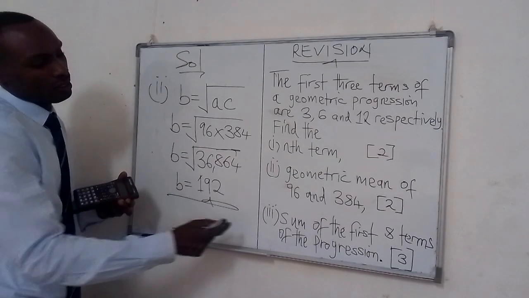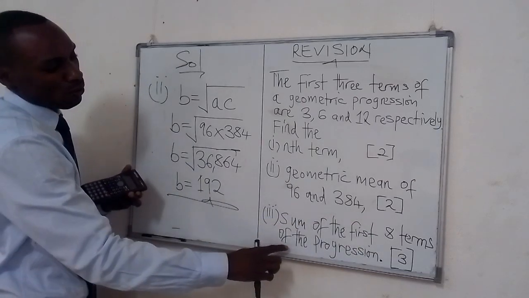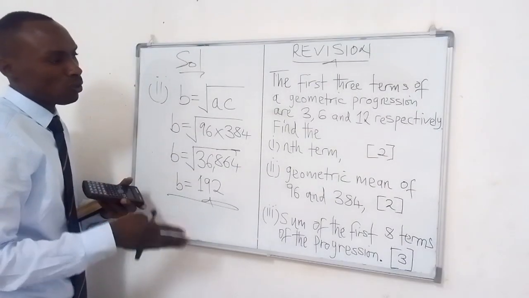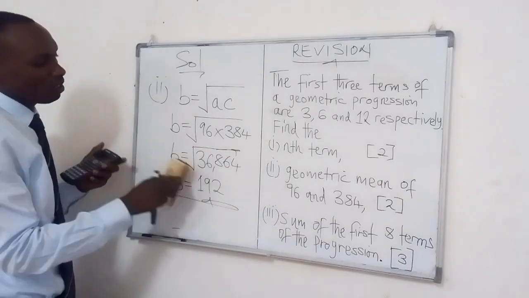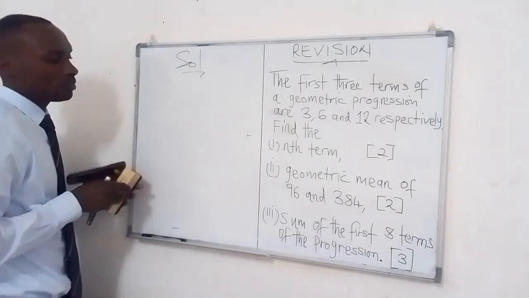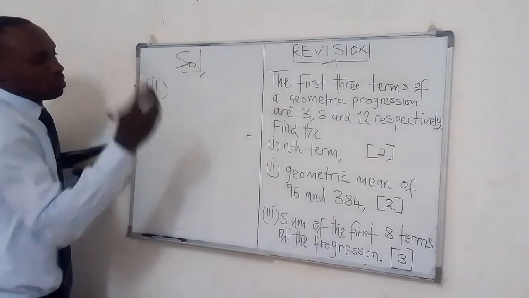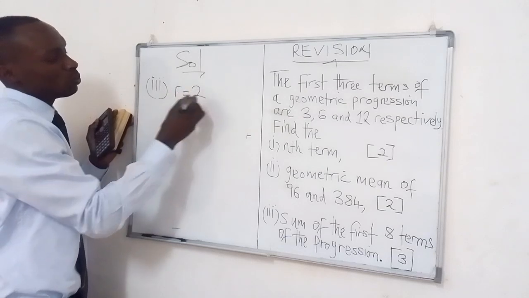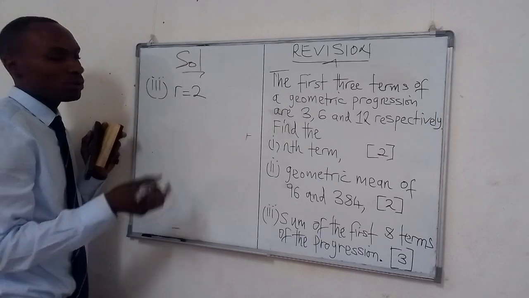Going to the last part, Roman numeral 3, sum of the first 8 terms of the progression. So we want to get the sum of the first 8 terms of the progression. Now the progression that we're looking at is this one here. So for this part, in this case, the R that we determined was equal to 2. If R is greater than 1, then we have to work with the following formula.